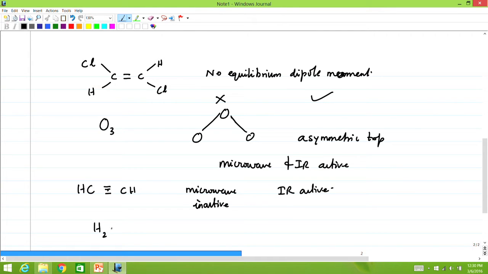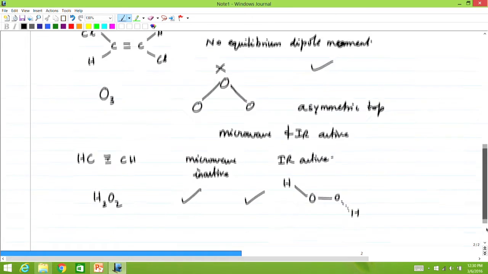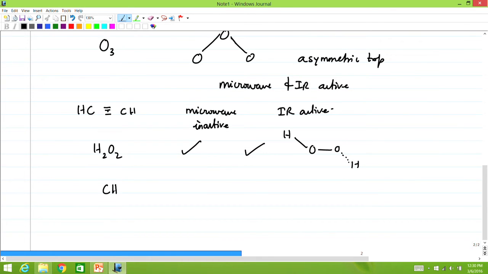Hydrogen peroxide is a non-planar, bent structure, and therefore it has a dipole moment, therefore it is microwave active and IR active. And the last is propyne, CH3, C triple bond CH. So, this has the asymmetric group CH3 here, therefore it is both microwave active and IR active.